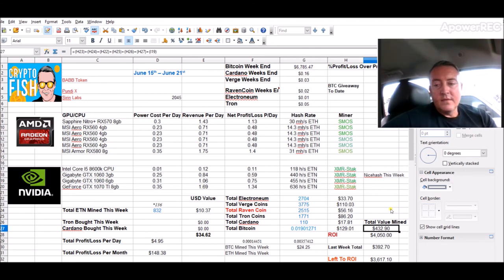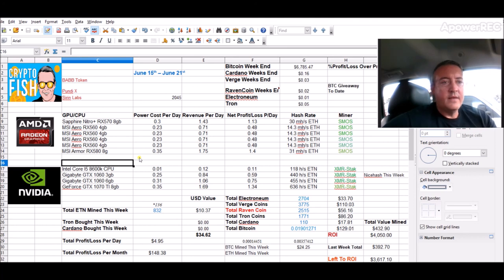So it looks good. If this market does turn around, I've got a lot of upside with what I've mined so far going forward. I'm sitting at 2,700 Electronium right now, total 3,700 Verge, of course, 2,500 plus Raven, 1,771 Tron, 110 Cardano, and we just cashed out some more over to some more Bitcoin, so we're sitting at $129 in Bitcoin thus far to date this week and this month. So all in all, we're going to be down this week as far as what I've mined. I'll finalize the numbers, of course, tomorrow night at 10, and Friday we'll have a Bitcoin Fridays, of course, and then I'll give you guys the final stats on that.